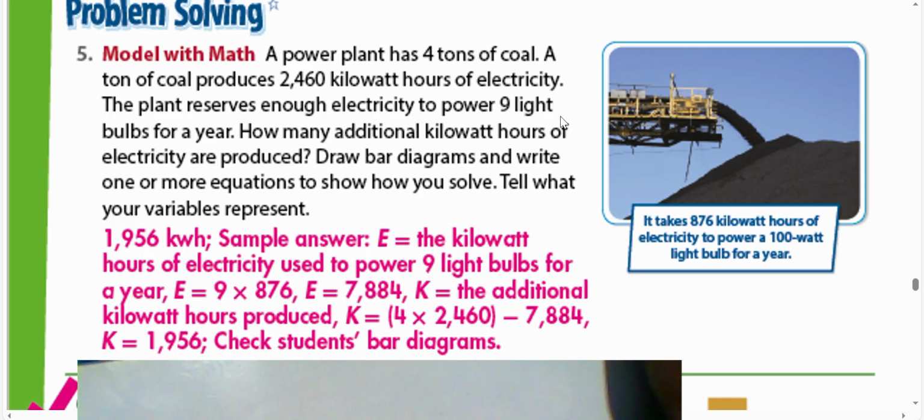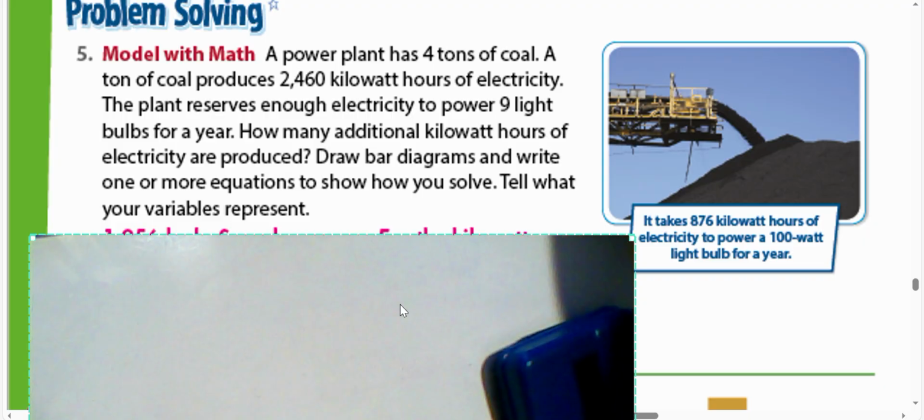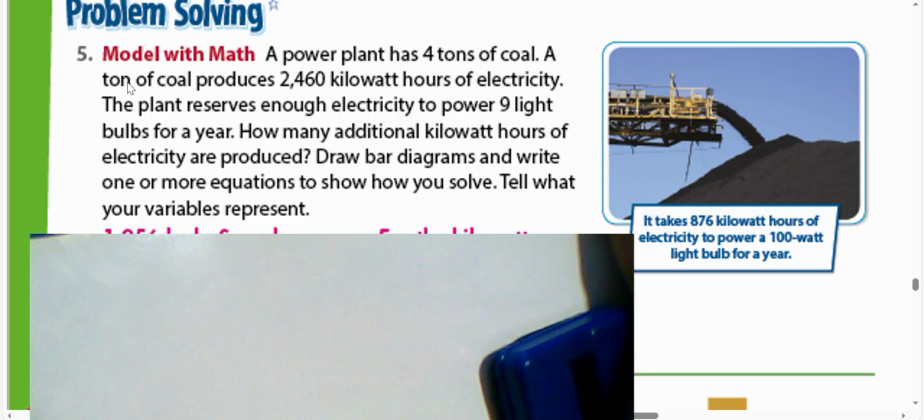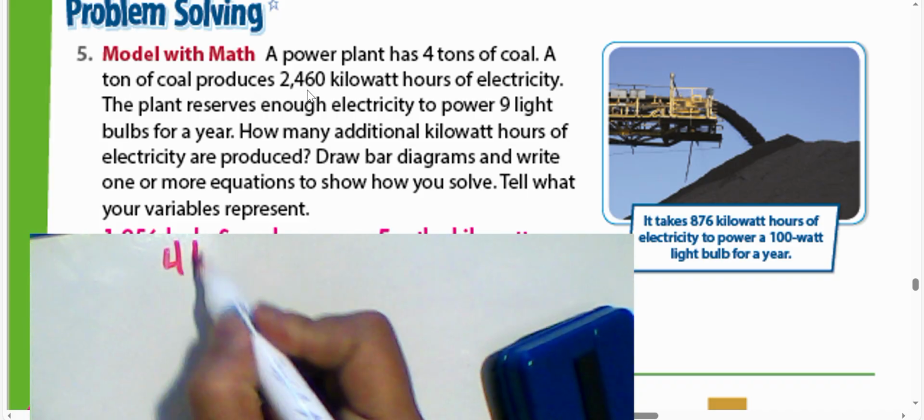4 multiplied by 2,460. Okay, and we have 9. Where is the number here? It power. Look here, in this example, we have 9 light bulbs. 9 multiplied by 876, and then find the difference between them. Okay, understood steps. First, 4 tons of coal. Look again, 1 ton of coal produces 2,460. Then we multiply 4 by 2,460.